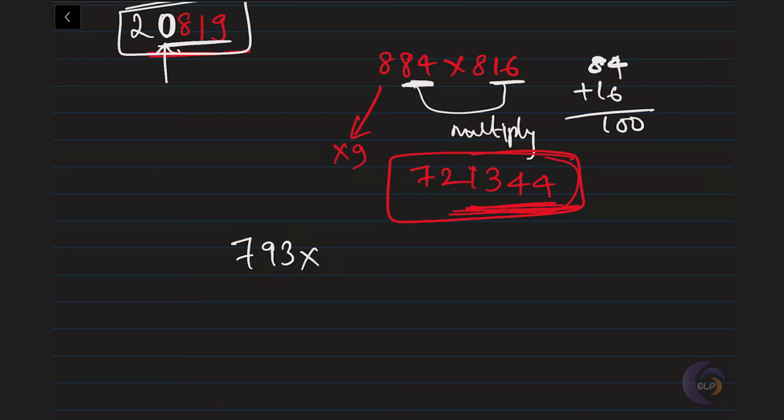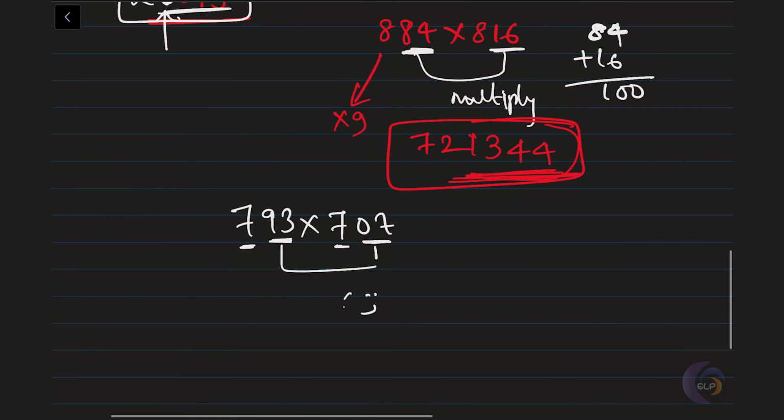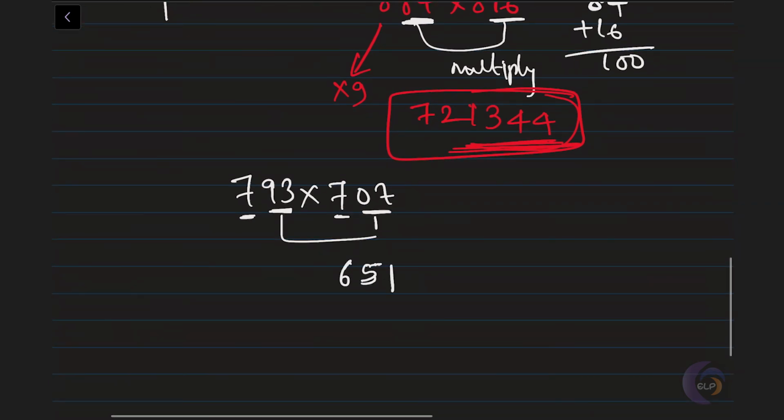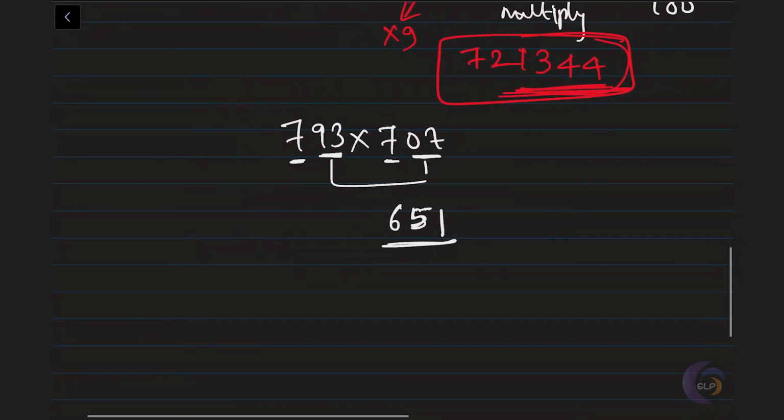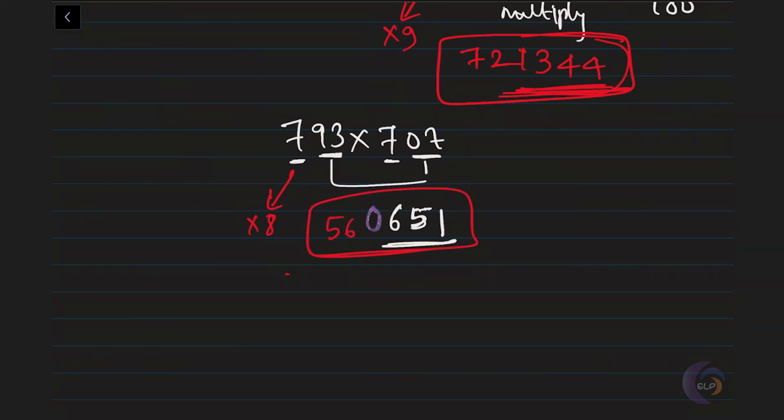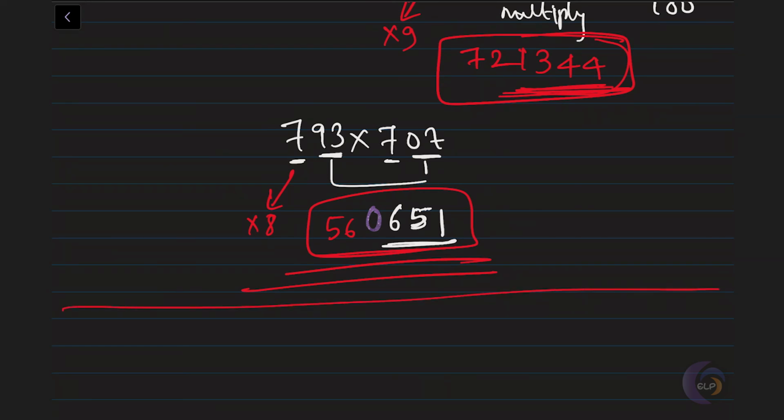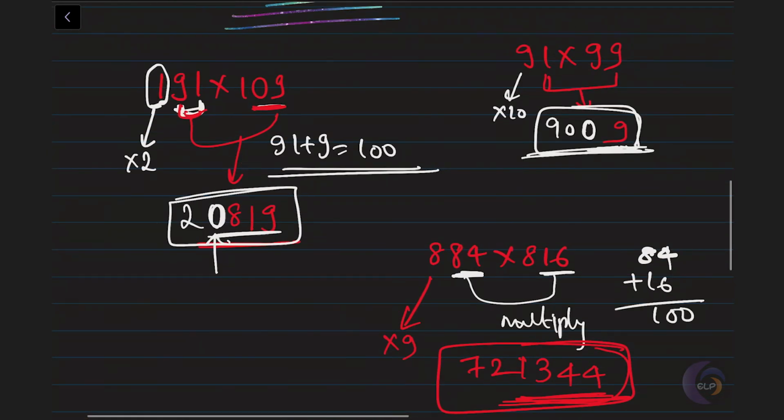Let's say 793 into 707. So same here, when the digits added give rise to 100, and the hundreds places are the same. So you can apply the method. So 93 into 7. 93 into 7 is 651. But since there are only 3 digits over here, you have to add an extra 0. And this 7 into 8, that is 56. So the answer is 56651.